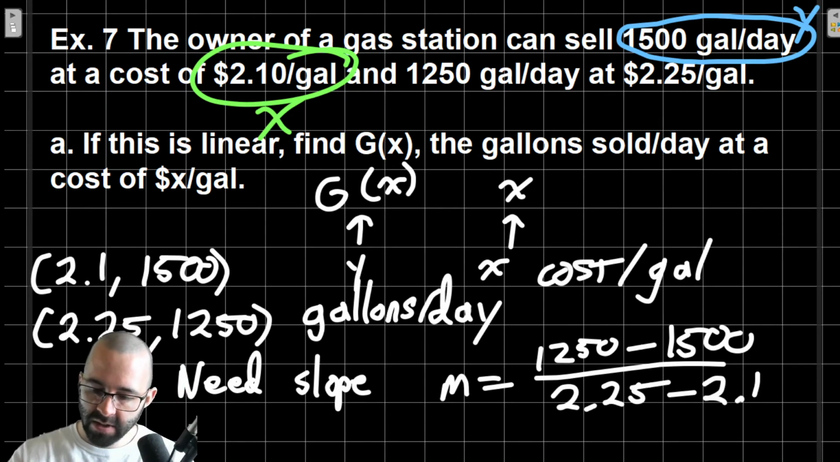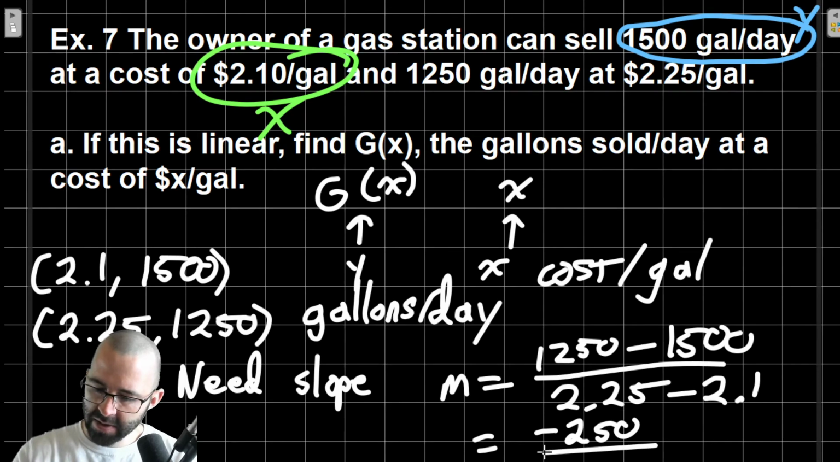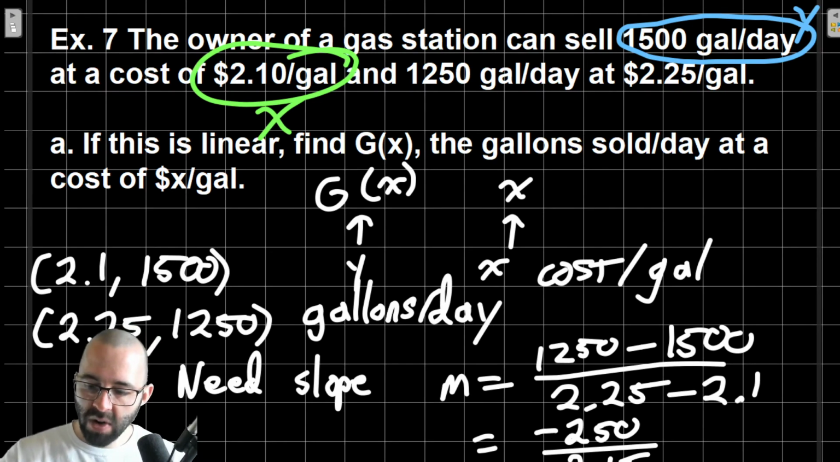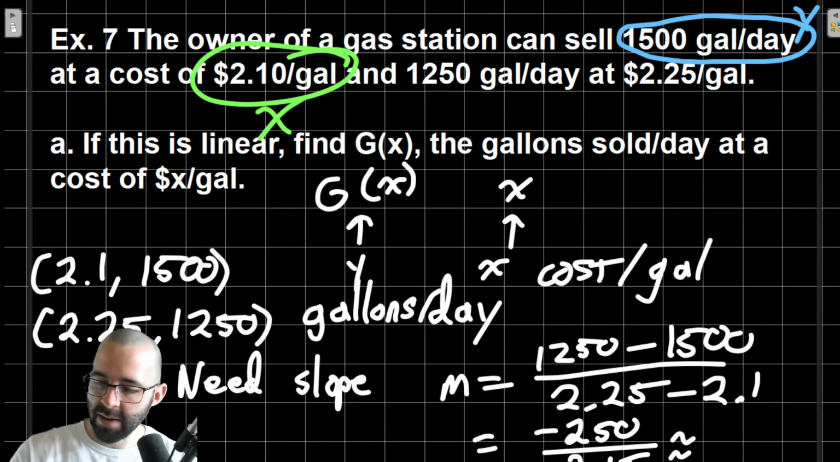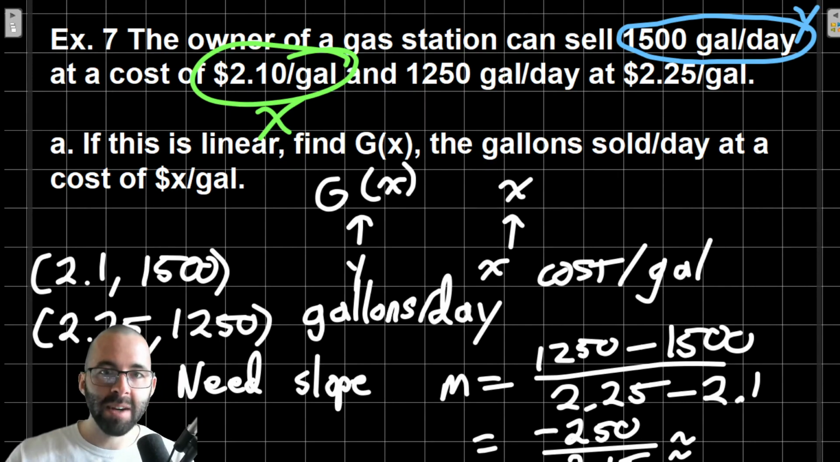You simplify that out, and you're going to get negative 250 on the top. And the bottom is going to be 0.15. I do not know how to do that in my head. So let's see, it's negative 250 over 0.15 is approximately, we will be approximating in this class. And again, I'm going a little bit off. My apologies. This will get better over time, I promise. Approximately negative 1666 repeating.